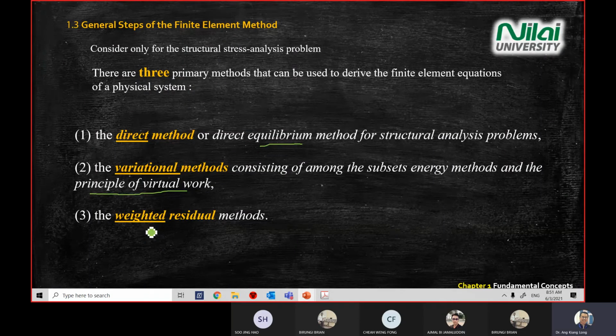Okay, the third one is weighted residuals. This one a bit complicated, but it's one of the settings if you use Ansys software. You can select whether you want to use weighted residual method or not. So this is you balance the equation using an additional setting called weighted residuals method. So three methods.